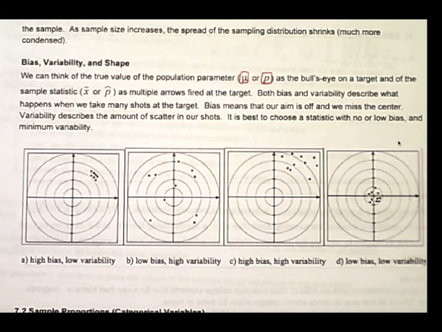Both bias and variability describe what happens when we take many shots at the target. Bias means that our aim is off and we miss the center. Variability describes the amount of scatter in our shots. It is best to choose a statistic with no or low bias and minimum variability.